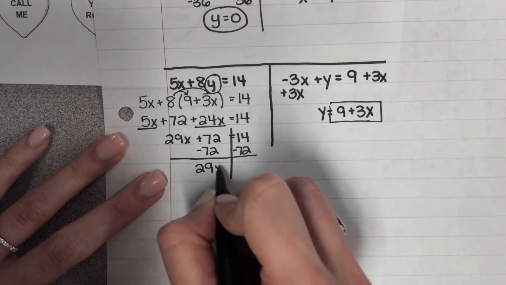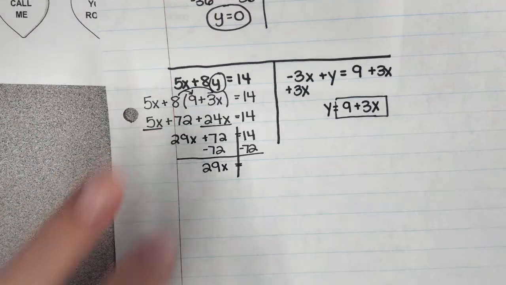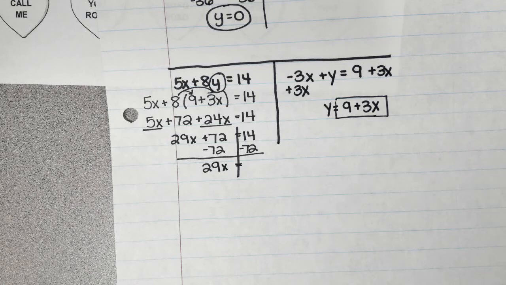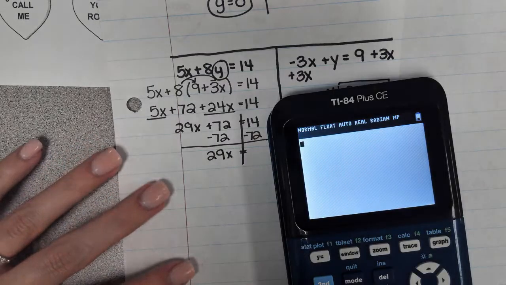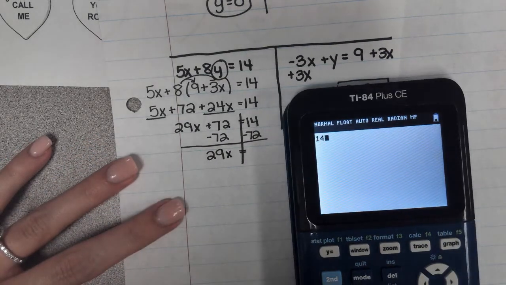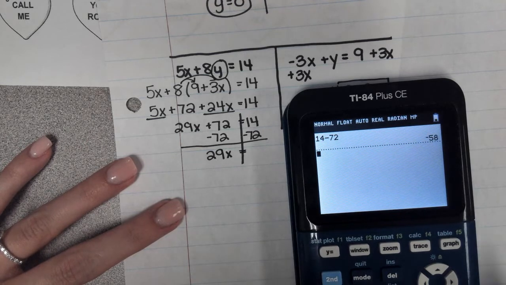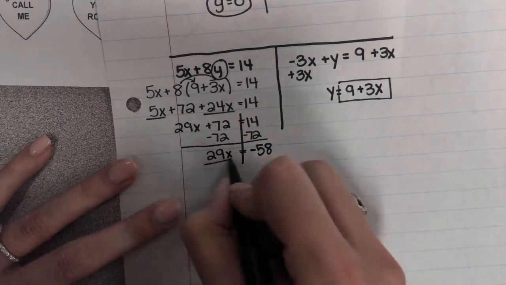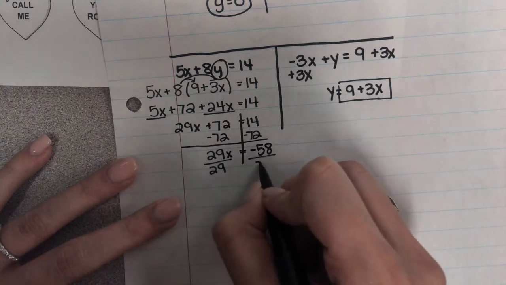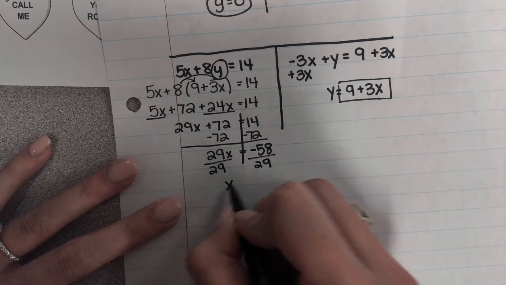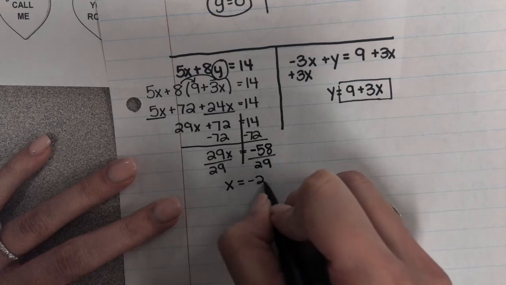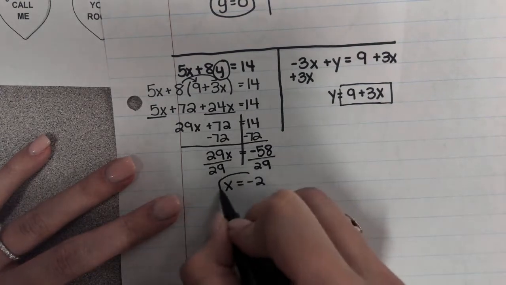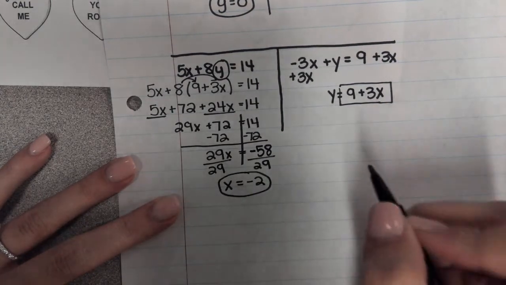So we get 29x equals, I'm going to use my calculator, 14 minus 72 is negative 58. Divide by 29, divide by 29. So x equals negative 2. Here's your Jack. You still have to put him in the box.